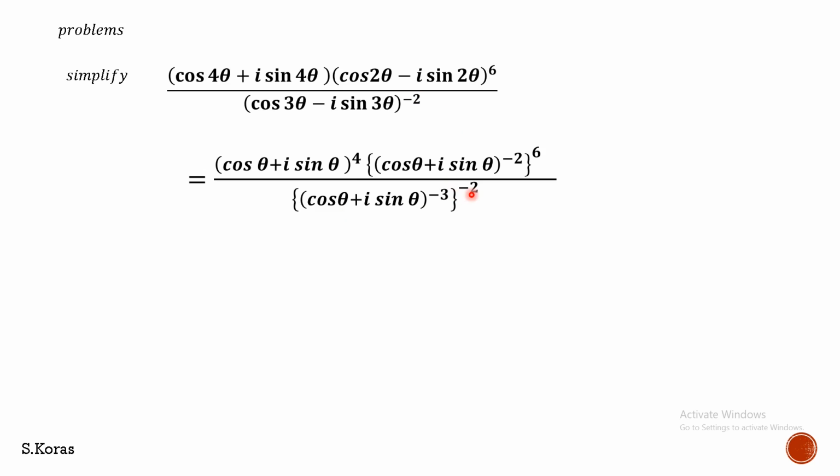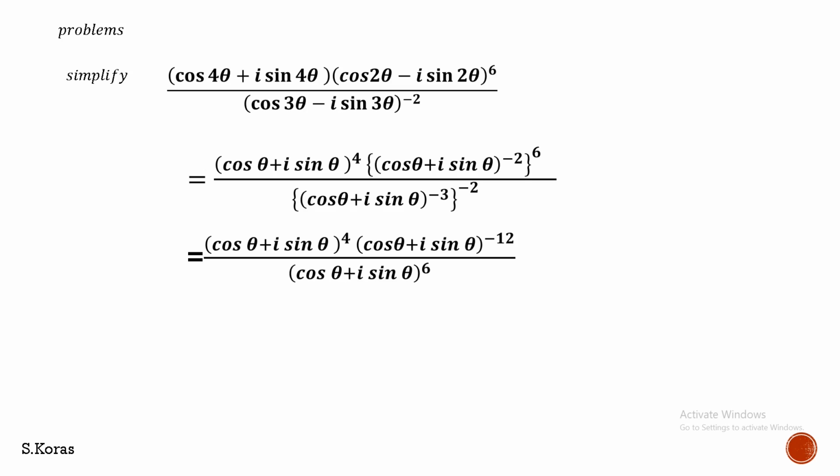Now let us simplify this. It is in the form a power m the whole power n, so we have to multiply these two powers, a power m into n. So our result will follow like this. That is minus 2 into 6 is minus 12, minus into minus plus 3 into 2 is 6. As I told you, now all the brackets have the same base, that is cos theta plus i sin theta.